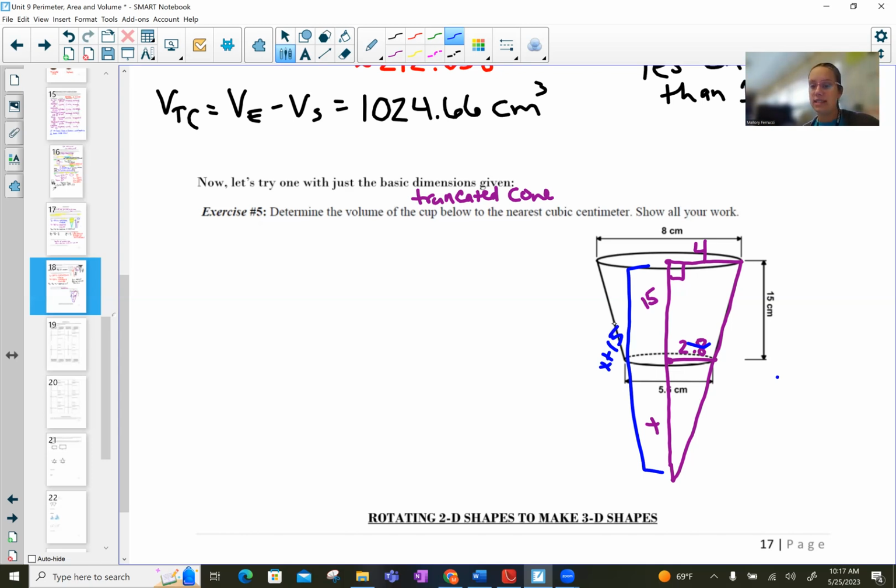But what we should see in this is that there are 2 similar triangles. So we can set up a proportion. The similar triangles are the entire one and then the small one on the bottom. Okay, so let's set it up and solve. So we have X plus 15 over X equals 4 over 2.8. That's going to help us with the height.